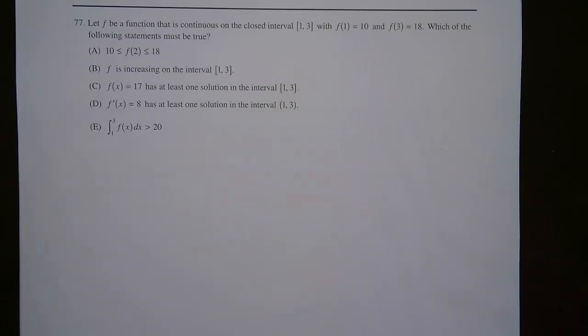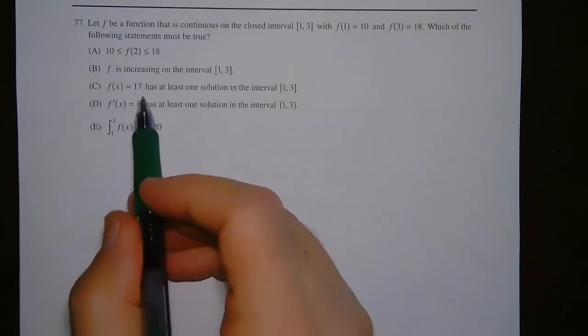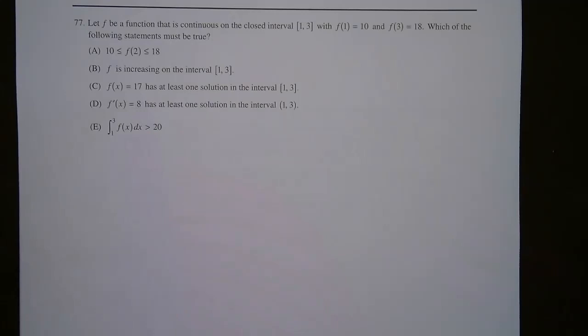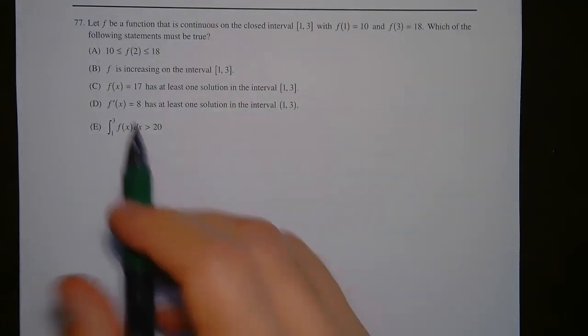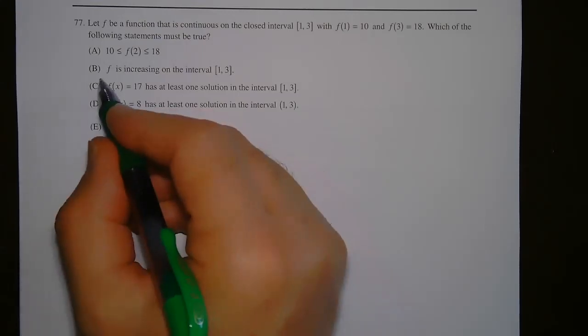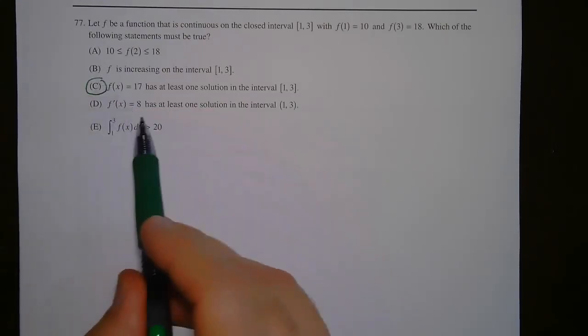So we have to hit every value between 10 and 18, and 17 is between 10 and 18. So this is testing you on the intermediate value theorem, okay? All right, so the correct answer is C, but I want to go through D.